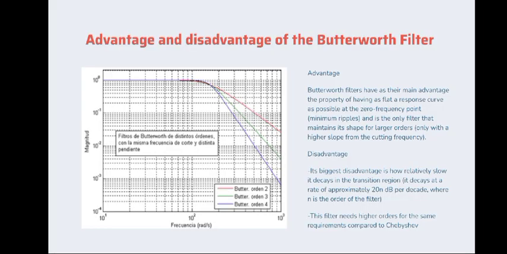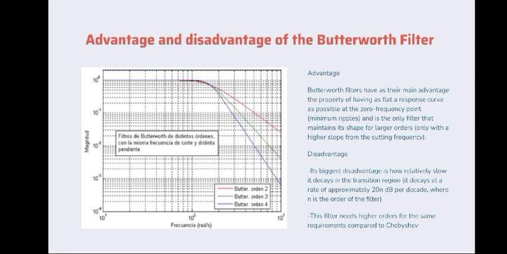Advantages and disadvantages of the Butterworth filter. The advantage is that Butterworth filters have a response curve as flat as possible at the zero frequency point, minimum ripples, and it is the only filter that maintains its shape at larger orders, only with a higher slope from the cutoff frequency.